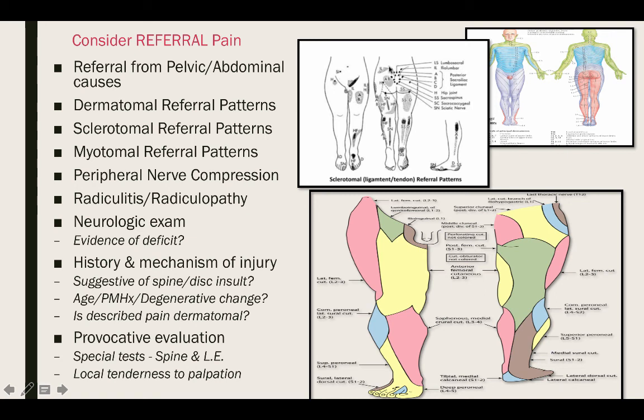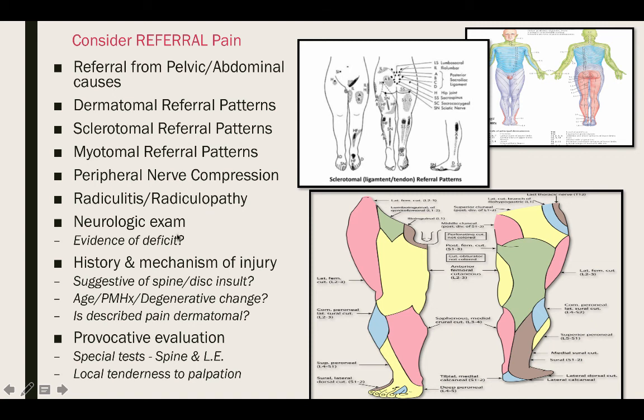Sclerotomal referral patterns, so ligaments themselves, lumbosacral, lumbar, posterior sacroiliac, and where the ligaments refer to, those are sclerotomal referral patterns. Myotomal referral patterns are muscular referral patterns. Peripheral nerve compression issues, so not forgetting about lateral femoral cutaneous, genitofemoral, ilioinguinal, anterior femoral cutaneous. These are cutaneous nerves supplying sensation, so they won't necessarily have any motor involvement, especially lateral femoral cutaneous, but people get numbness or tingling and they'll complain of lateral hip pain.